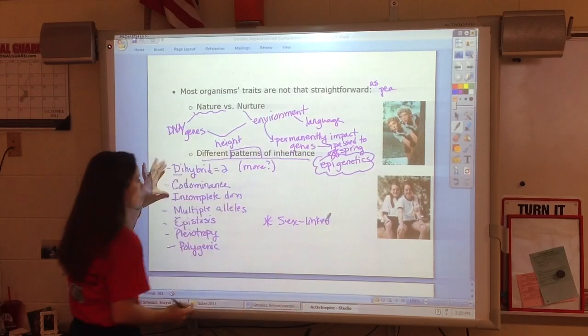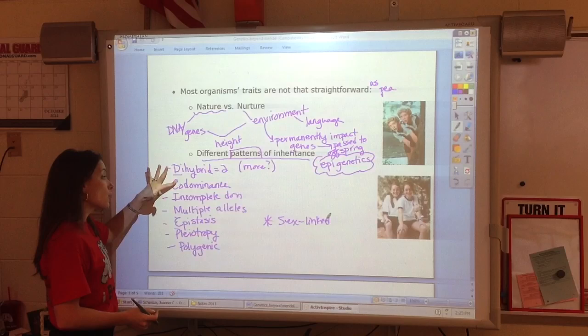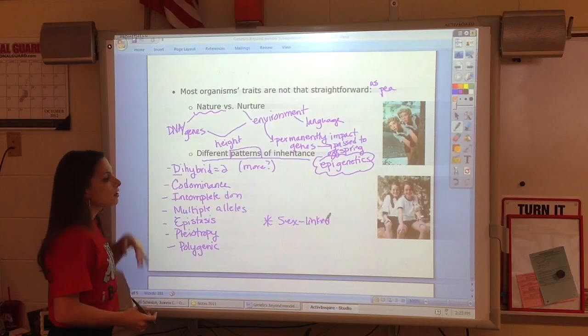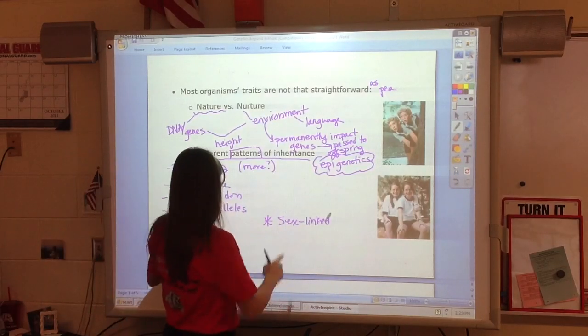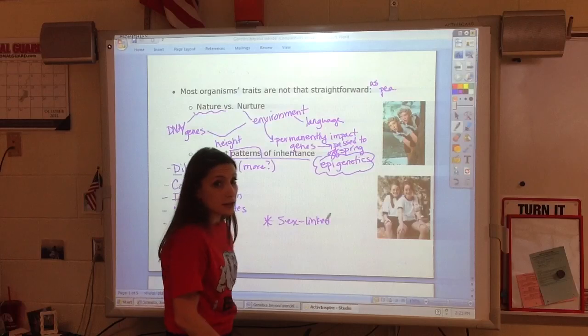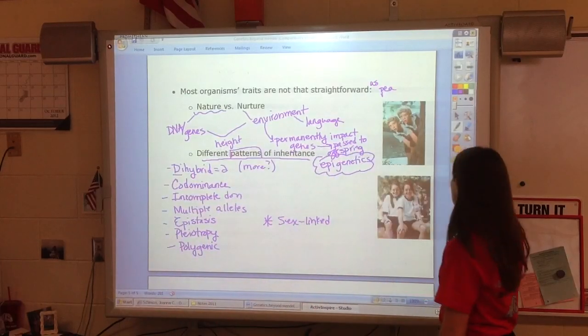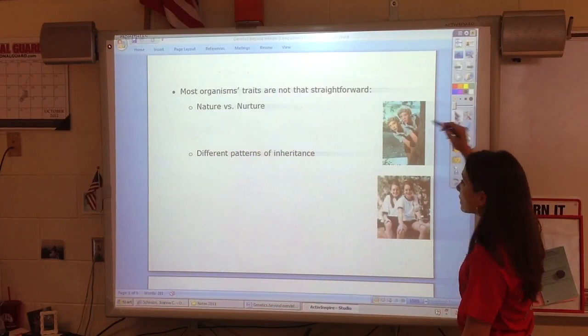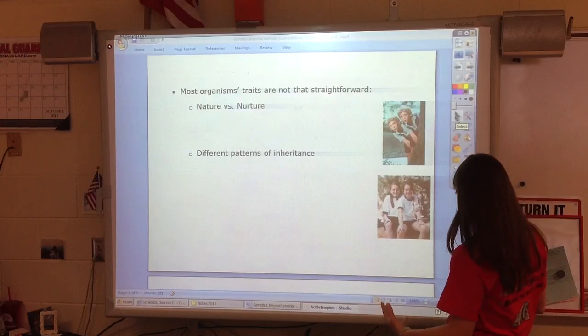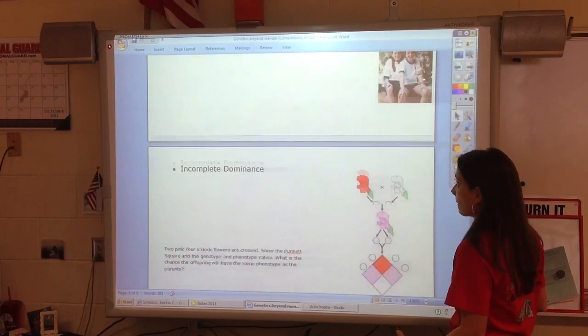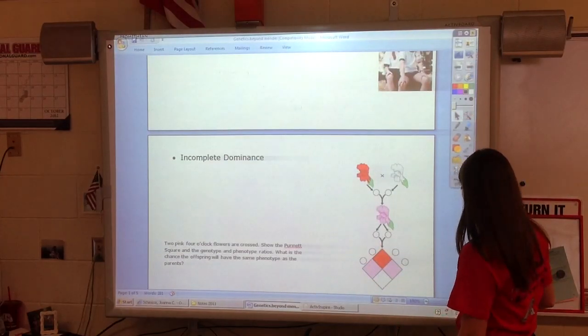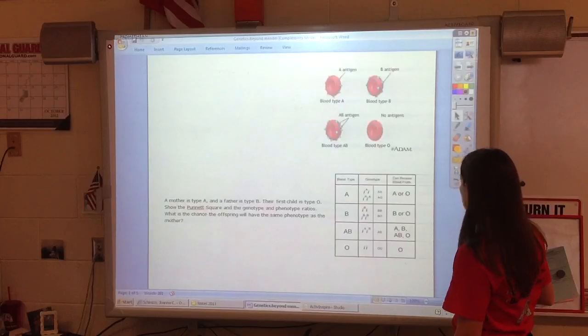So today we're just going to look at these 3, dihybrid, co-, and incomplete dominance. And then we'll be looking at the others on a later date. So what this means is that the product of the gene is going to follow different patterns.